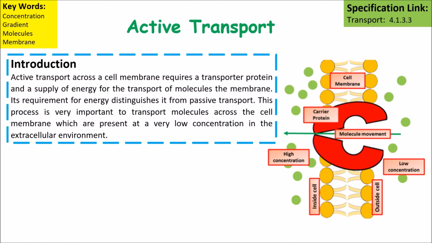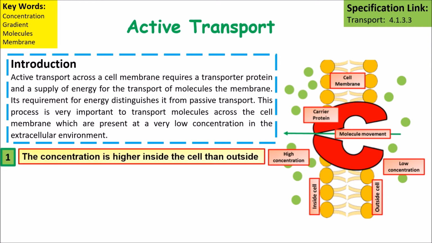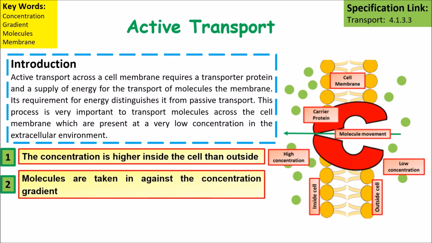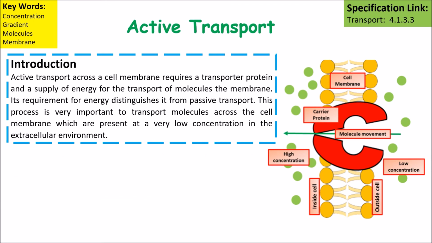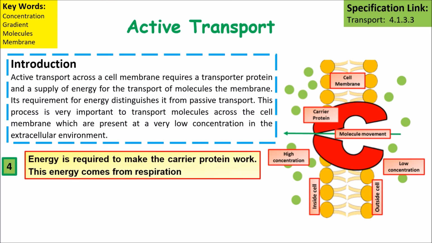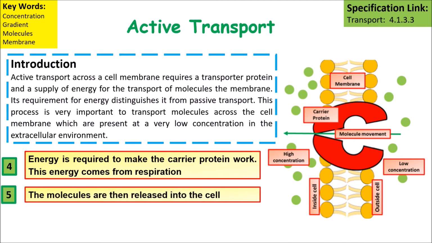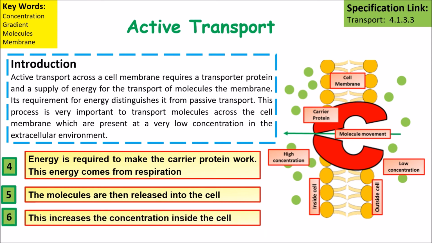So active transport as a process can be looked at in 6 stages. The first thing that you need to talk about is that the concentration is higher inside of the cell than outside. So therefore molecules are taken in against a concentration gradient. A carrier protein is used, and energy is required to make the carrier protein work. This energy is coming from respiration. The molecules are released into the cell, and that increases the concentration of that certain molecule inside of the cell.